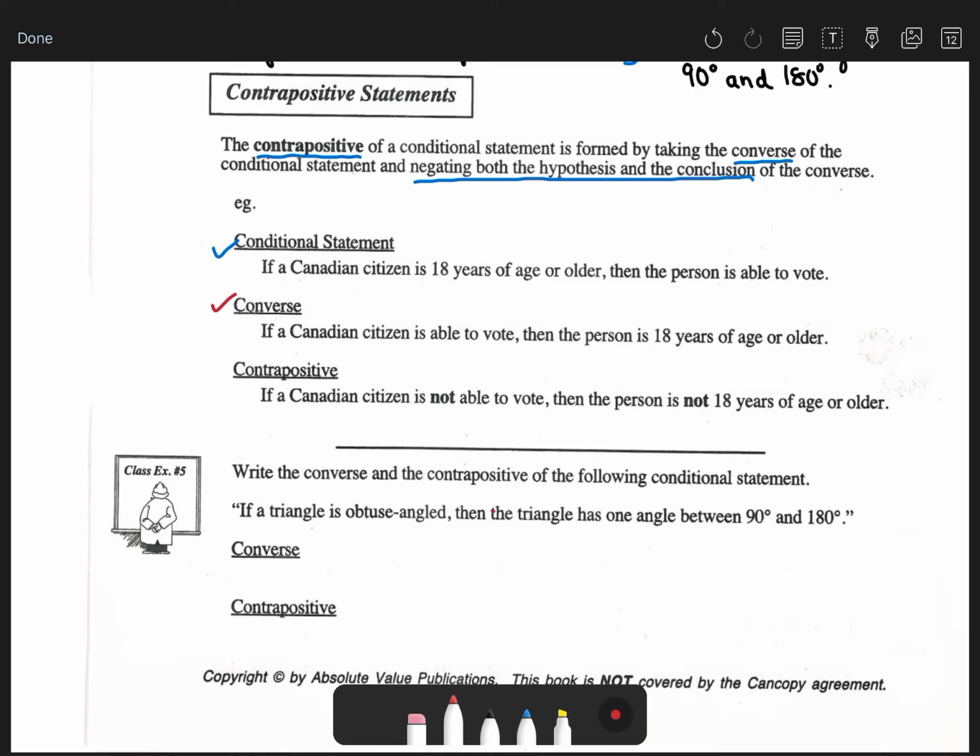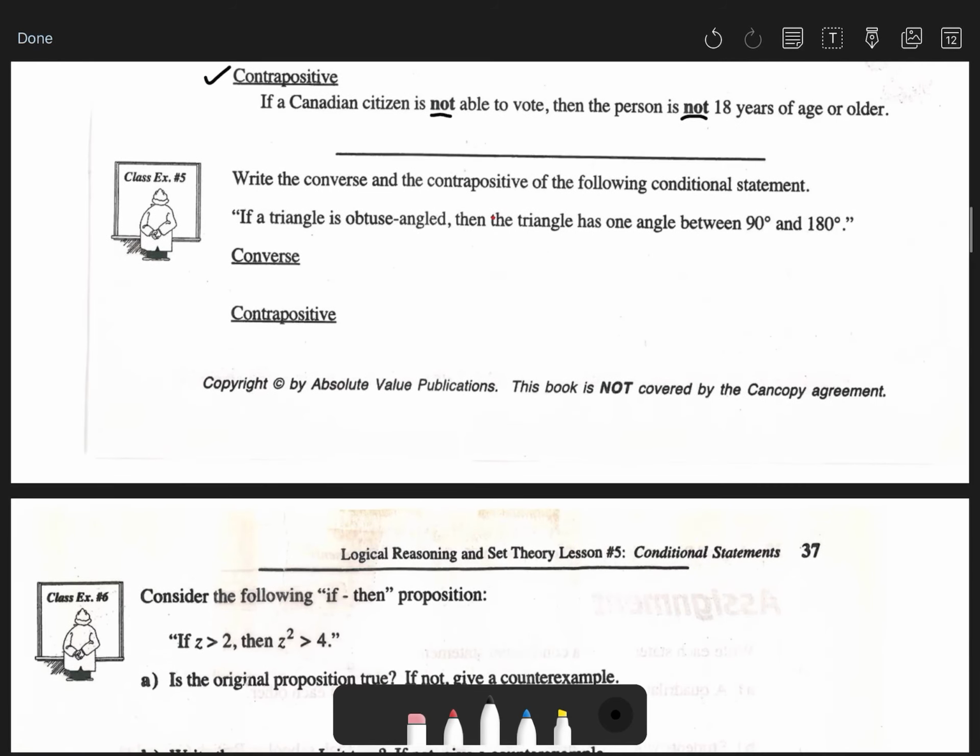Okay, they switch the if and then portions of the statement. So now it reads, if a Canadian citizen is able to vote, then the person is 18 years of age or older. The contrapositive is I take the converse and make both parts negative. So if a Canadian citizen is not able to vote, then the person is not 18 years of age or older. Okay, so start with the conditional statement, write the converse, switch the if and then portions, and then negate both of those portions, and you have what's called the contrapositive. So write the converse and the contrapositive of the following conditional statement. So they give us the conditional statement to start with.